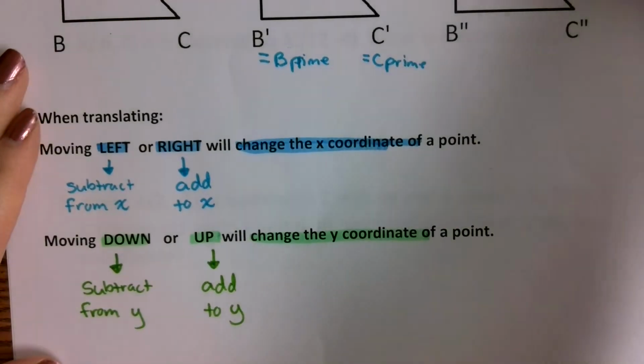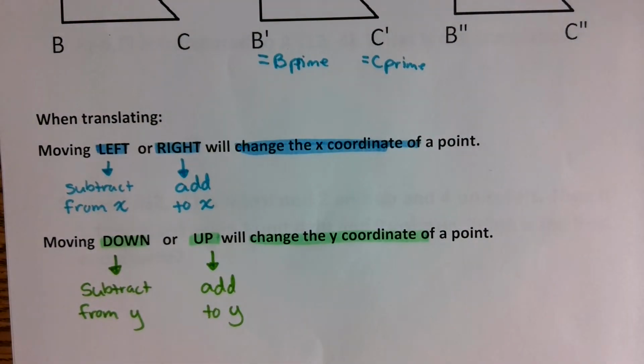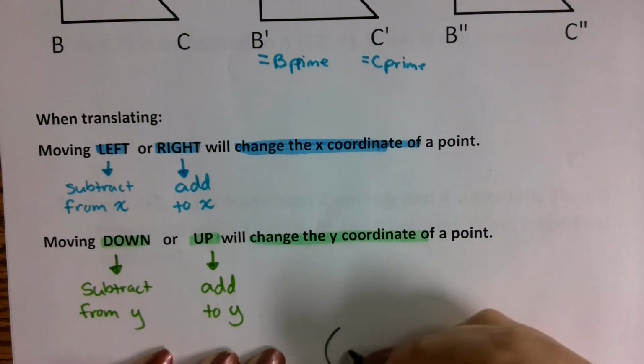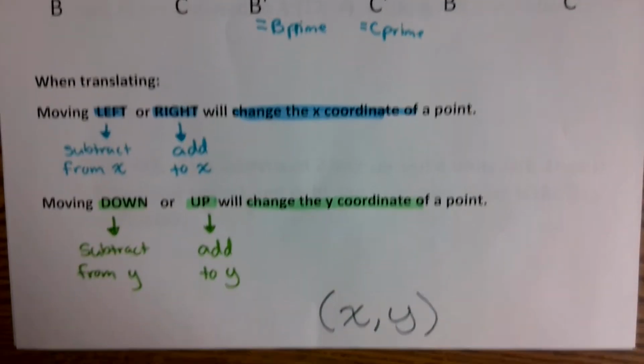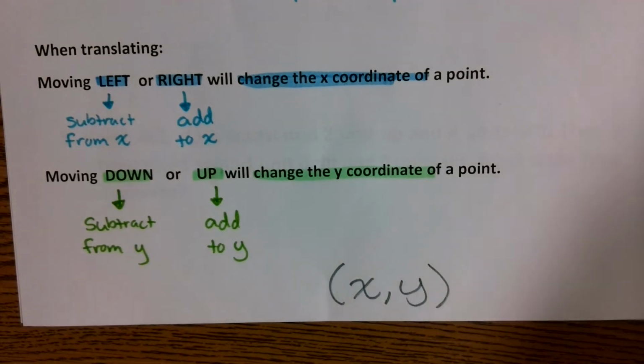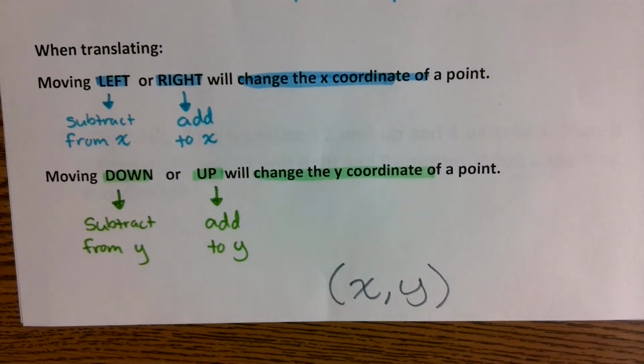And again, when I'm talking about a coordinate plane or a coordinate point, remember coordinates are written as x comma y. Coordinates are always written as x, y. Your x value is always your first, your y value is always your second.